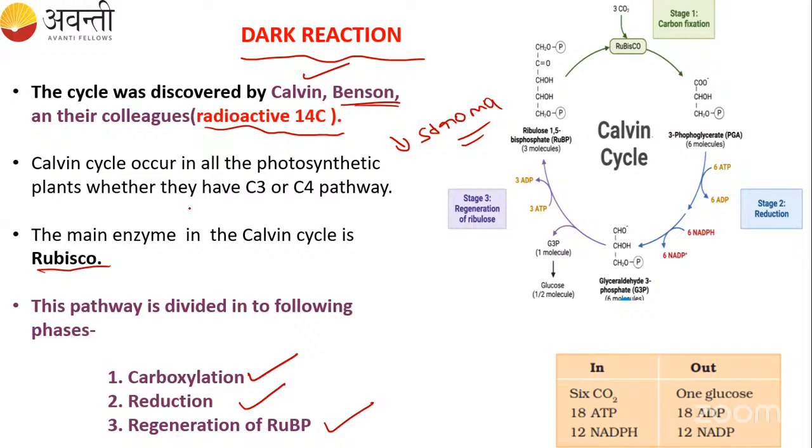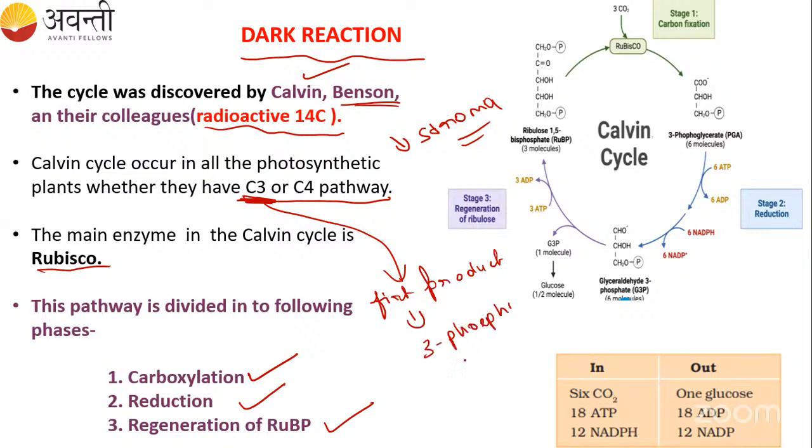Okay, this dark reaction is also called the C3 cycle. This dark reaction is common in both the C3 and the C4 pathway. Why it is called C3 mainly means the first product. The first product formed here is 3-phosphoglycerate. Very, very important. 3-phosphoglycerate is the first product. So that's why it is called C3.